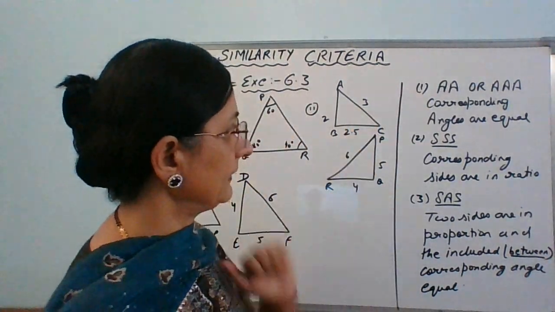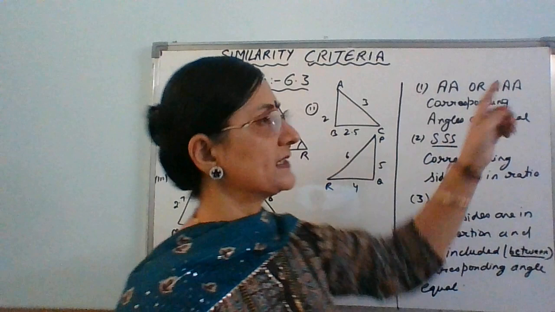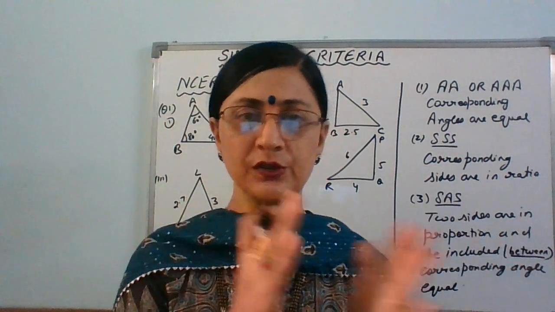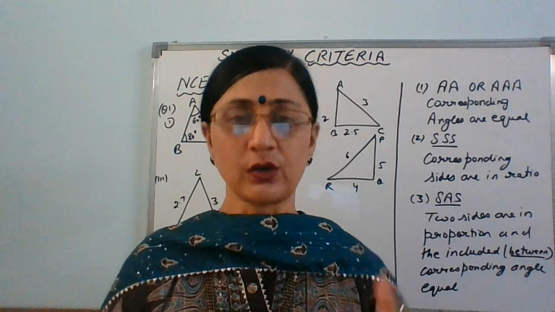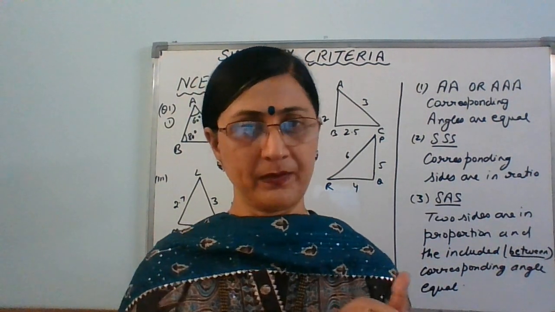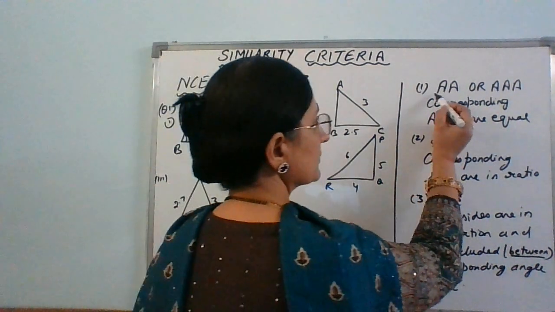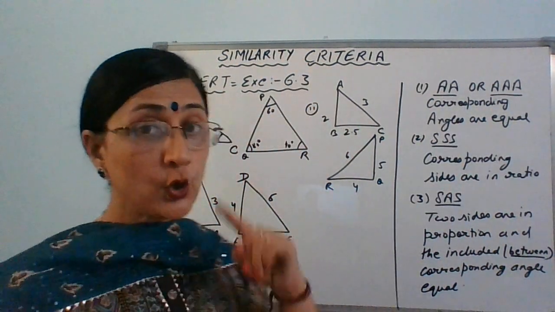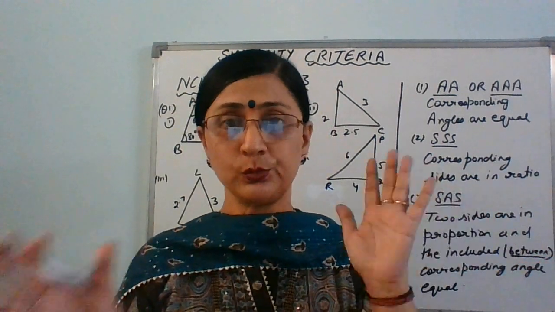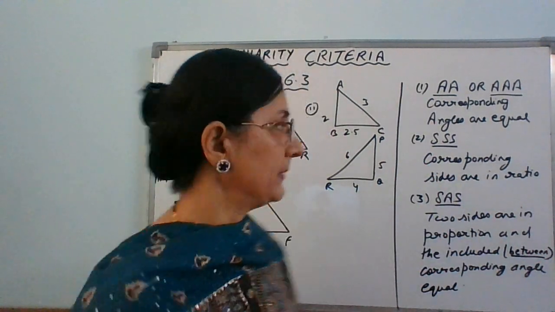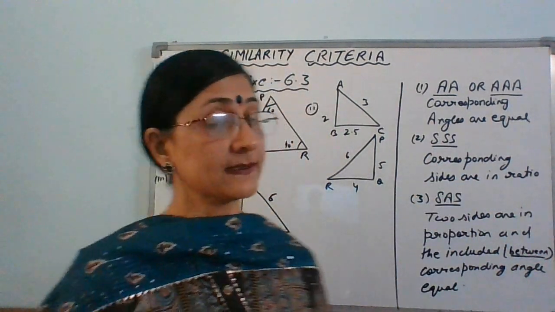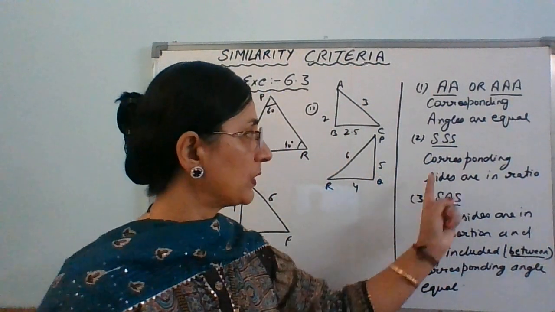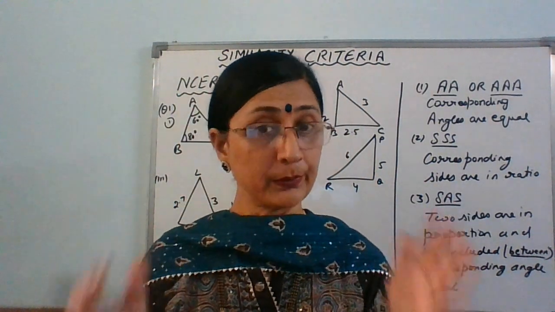There are three similarity criteria, AA, or you can say AAA. If two corresponding angles of two triangles are equal, the third is automatically equal by angle sum property. So you can say AA also or AAA also. So if two corresponding angles are equal in two triangles, then they are similar. SSS means the sides are not equal, as they are in congruency, but the corresponding sides are in proportion.